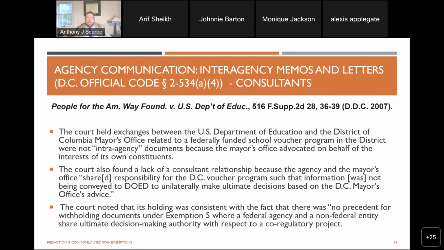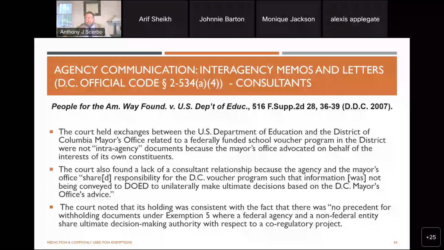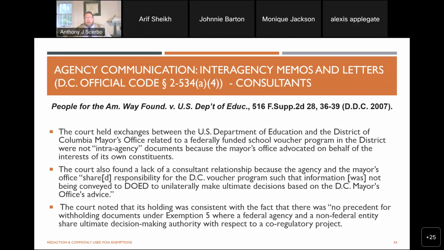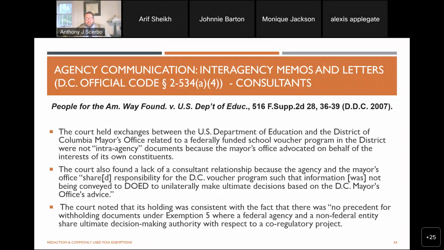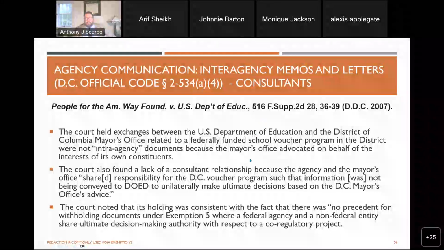And the court noted that its holding was consistent with the fact that there was no precedent for withholding documents under Exemption 5, our case, Exemption 4, where a federal agency and a non-federal entity, such as the mayor's office, share ultimate decision-making authority with respect to a co-regulatory project. So this being DC, there are numerous co-regulatory or co-shared responsibility situations between the federal government and the district. And so here we need to be very aware of the consultant corollary doctrine.